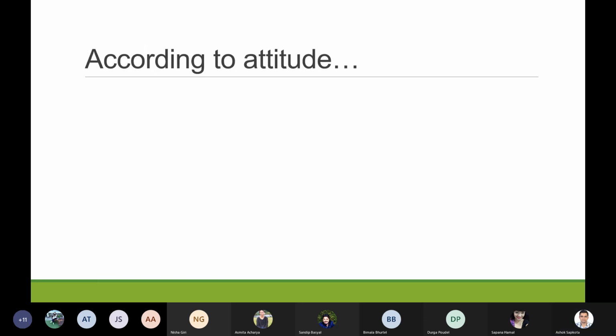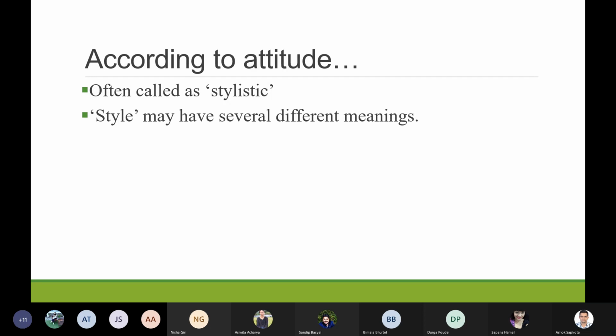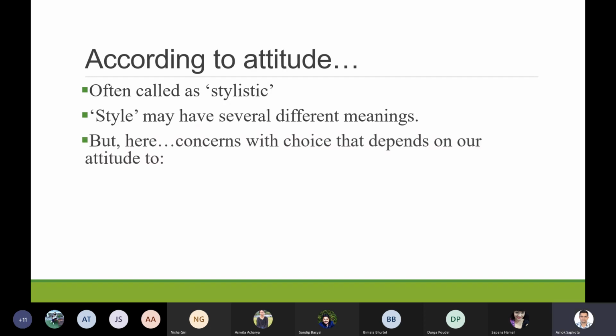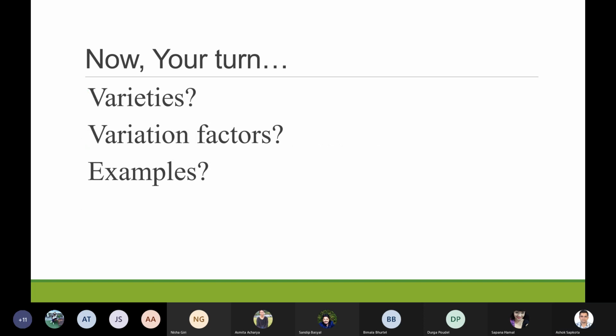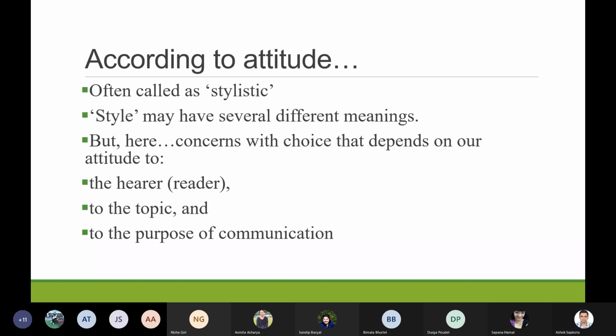Now, attitude. How does attitude make a difference in terms of language use, which we often call stylistics too. Style may have different meanings. Here, our concern is that the choice depends upon our attitude to the hearer, to the topic, and to the purpose of communication. Sometimes we recognize the attitude between formal and informal English. Formal is relatively stiff, cold, polite, impersonal, and informal is relatively relaxed, warm, casual, friendly.